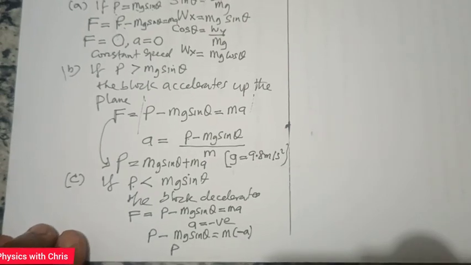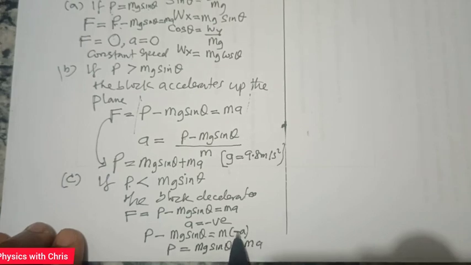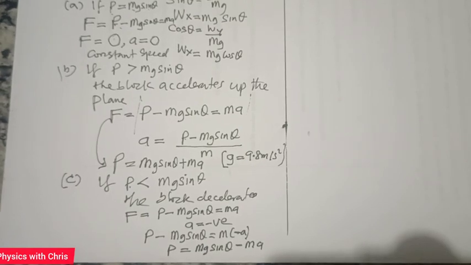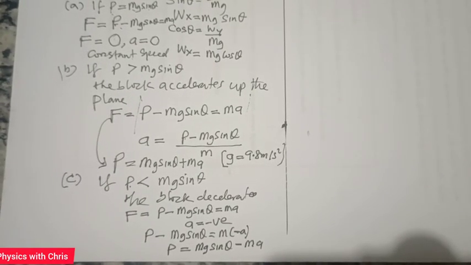The expression for the forward force P is now given as mg sine theta minus ma because of this negative sign. So this is how to calculate the force P if the block slows down, that is to say decelerates, as it moves up the plane.